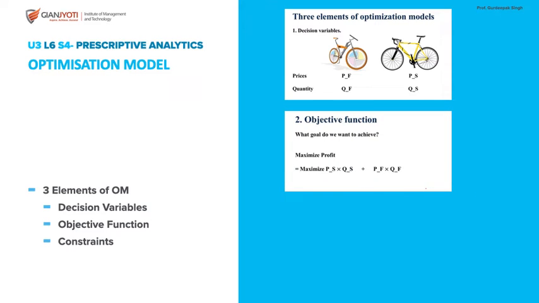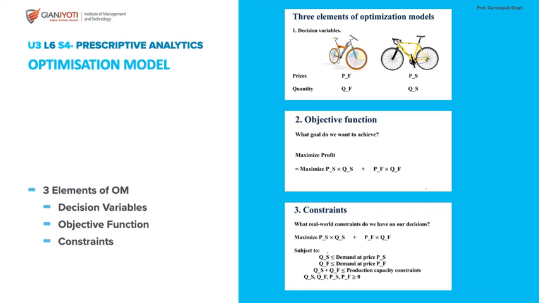The second element is the objective function. What goal do we want to achieve? I want to maximize the profit, that is my goal. And how can I maximize? I will write: maximize the price of standard times the quantity of standard, plus the price of fancy times the quantity of fancy. I need to identify these. So that becomes my objective function.